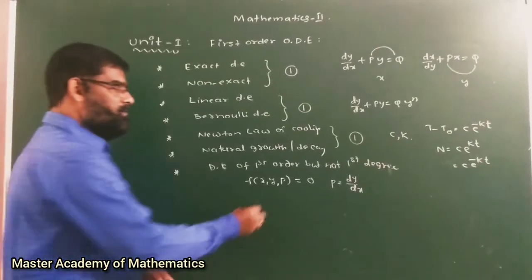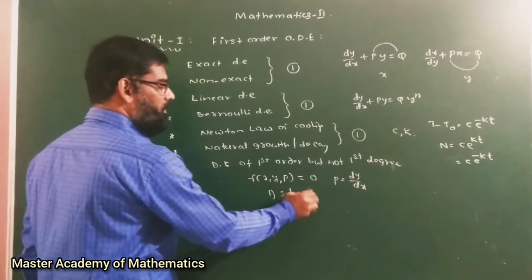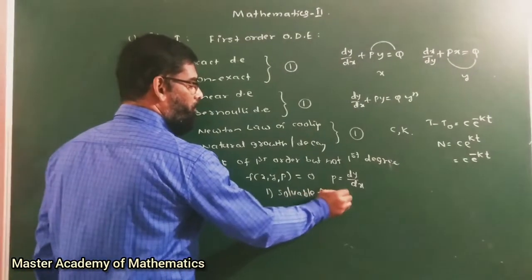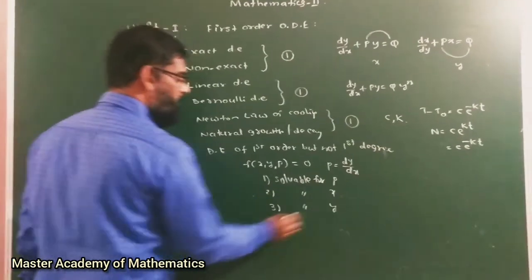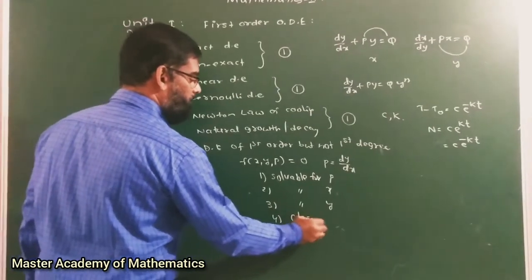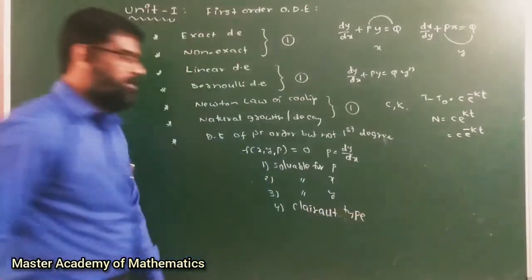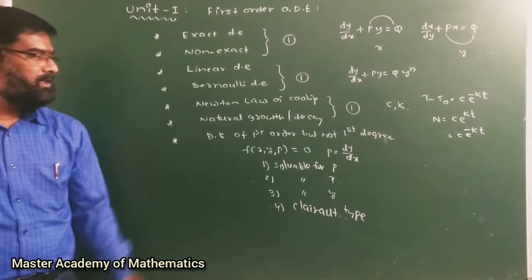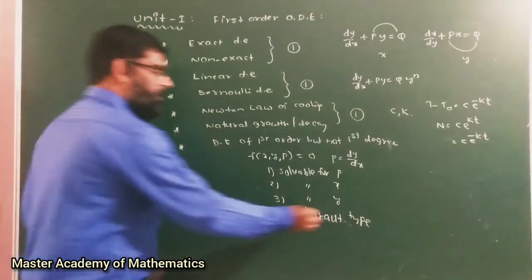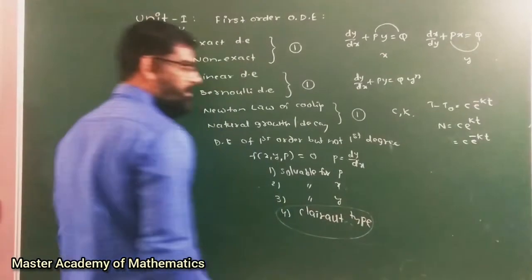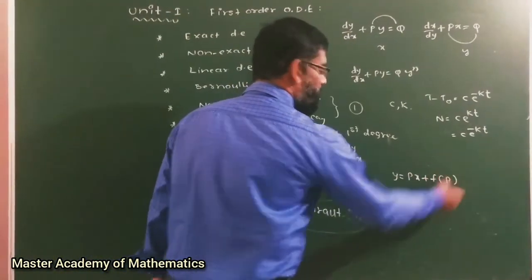In that case, in order to find out the solution, again we have four methods. One is solvable for p, second solvable for x, third solvable for y, fourth Clairaut type. So these are the four different methods here. And even here, in order to find out the solution for this type of problem, first you focus on this Clairaut type. What is Clairaut type? It is looking like y equal to p into x plus f of p.